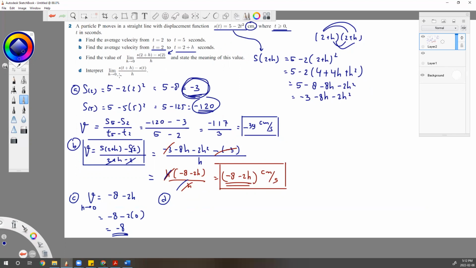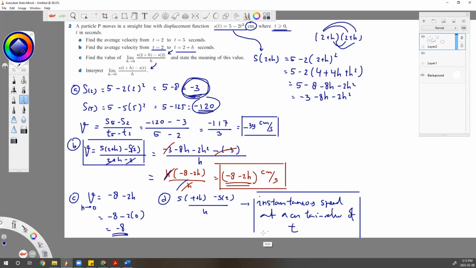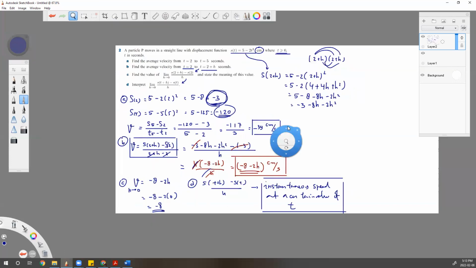Interpret limit H near to 0 of S(T plus H) minus S(T) over H. So these are the guiding questions, for leading you to do D. So S(T plus H) minus S(T) over H is an instantaneous speed at a certain value of T. Instant speed, not a fast speed, the instantaneous speed.